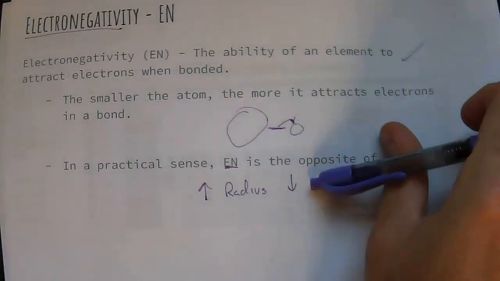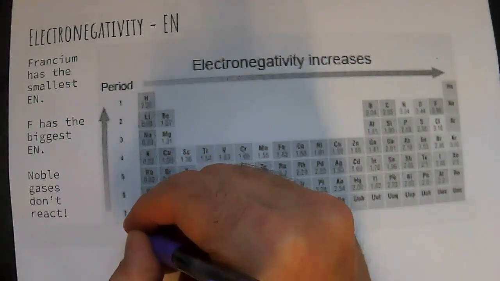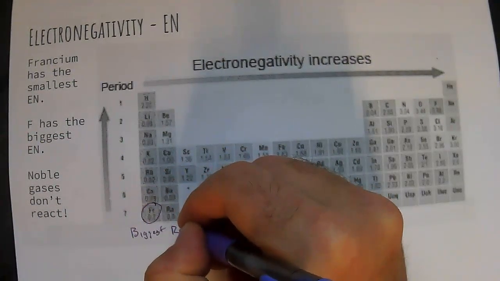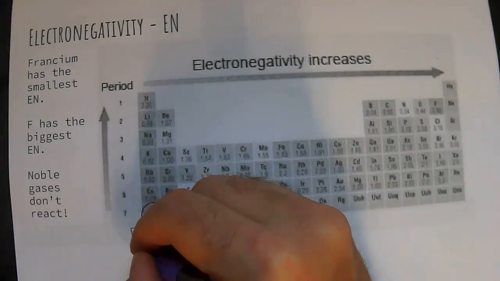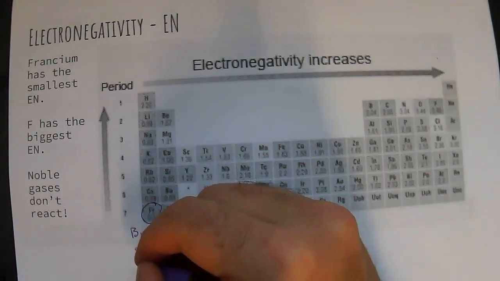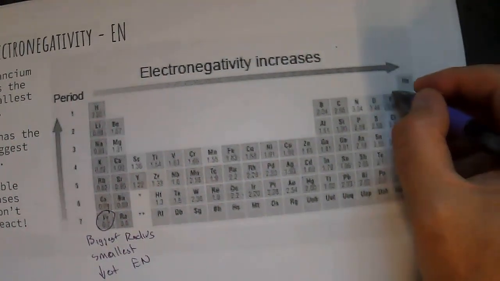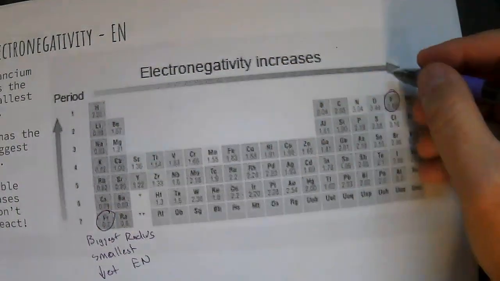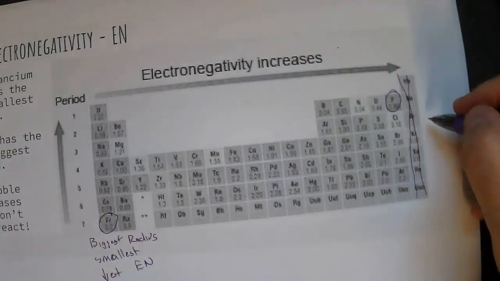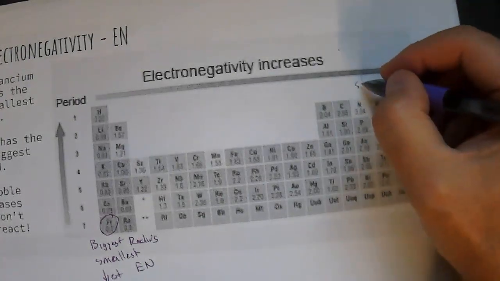And if you want to see it on a periodic table again, here it is. Francium has the biggest radius, so it has the smallest electronegativity. I'll write it down: arrow, smallest. And the other thing is that now here, look, we go to F. We don't go all the way. Of the elements that react, we don't count the noble gases because the noble gases don't react. So we're going to go up here, and we're going to say that F has the smallest radius.